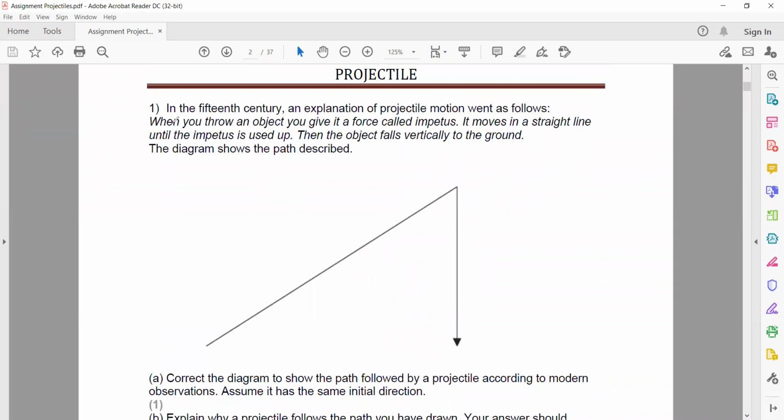This is a statement from the 15th century. When you throw an object, you give it force. They call that impetus, and it moves in a straight line until the impetus is used up. Then the object will fall vertically to the ground. So the object will come to the ground once the impetus is used up. This is the 15th century statement about the projectile motion.